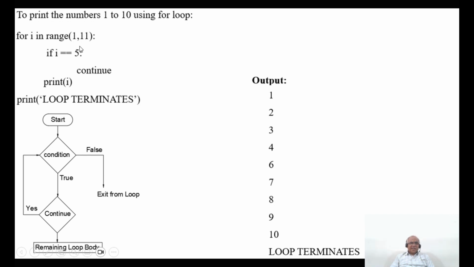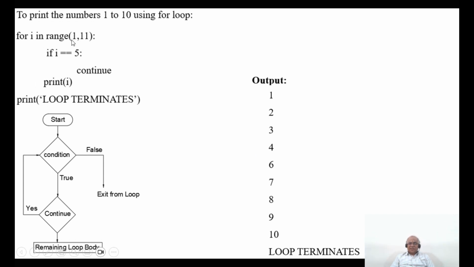Then it takes the value 9. 9 is within 11. Is 9 equal to 5? The condition is false, so it skips this and comes to print 9. Again it goes back and takes 10. Is 10 within 11? Yes. Is 10 equal to 5? No. Print 10. Again it goes back.